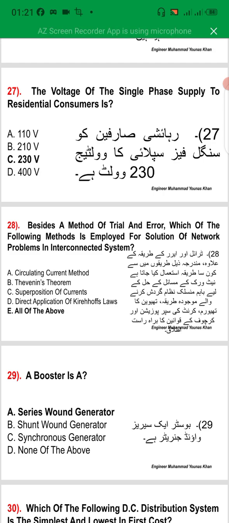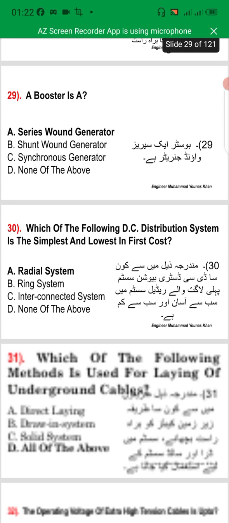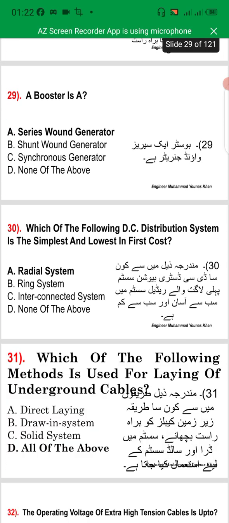Besides the method of trial and error, which of the following methods is employed for solution of network problems in interconnected system? Circulating current method, Thevenin theorem, superposition of current, direct application of Kirchhoff laws, all of the above. A booster is a series wound generator.